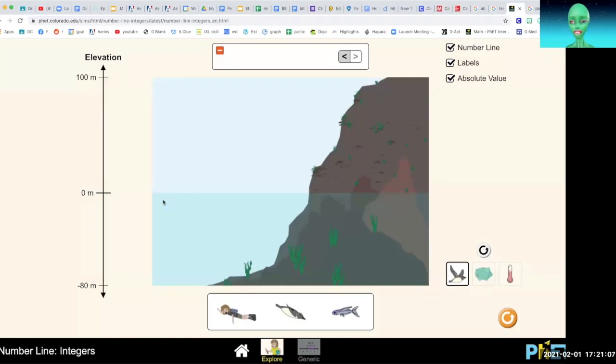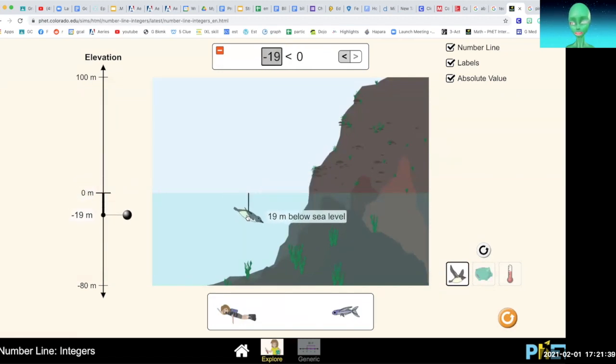Okay, so here we are looking at sea level. As you can see, this line here is sea level. Anything above here is above sea level, and this is below sea level. Here I have a little bird flying. Right now he is at a nice even 50 meters above sea level. So we would call that plus 50 or just 50. It's positive 50.